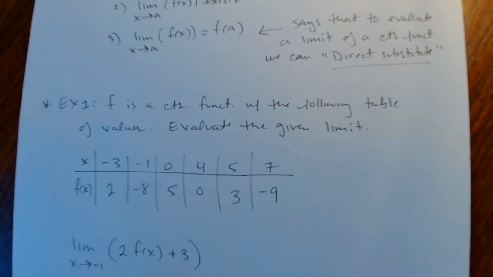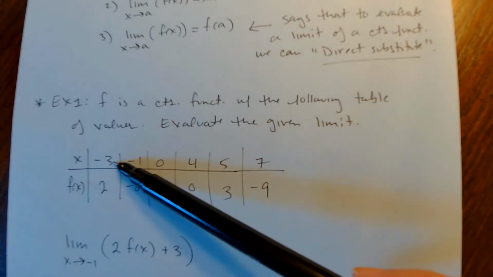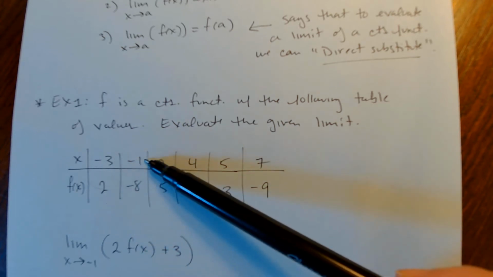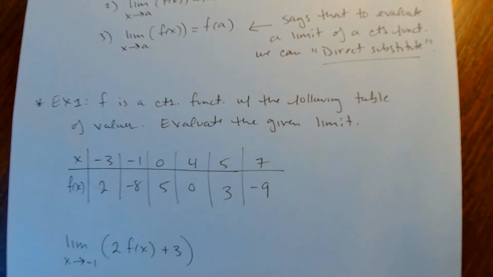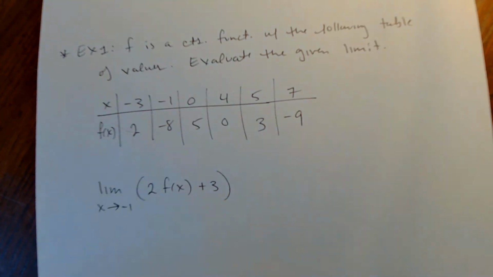So here's the first example. F is a continuous function with the following table of values. Evaluate the given limit. So we know that f is continuous, and this table of values is telling us that f of negative 3 is 2. F of negative 1 equals 8. F of 0 is 5. F of 4 is 0, etc. So I look down here. I want to know the limit as x approaches negative 1 of this function here, 2 times f of x plus 3. Well, we know that f is continuous.